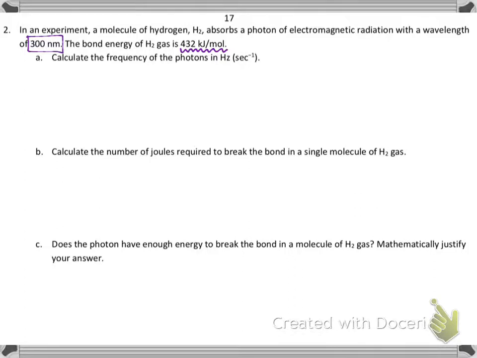The first thing they would like us to do is to go ahead and calculate the frequency of the photons in hertz. So remember, if we're looking at the photons, that means we're talking about the ones that have this particular wavelength. So now we just need to plug in and solve for frequency. I think you can try that. So go ahead, given the wavelength, find the frequency. When you're ready to check your answer, unpause the video.